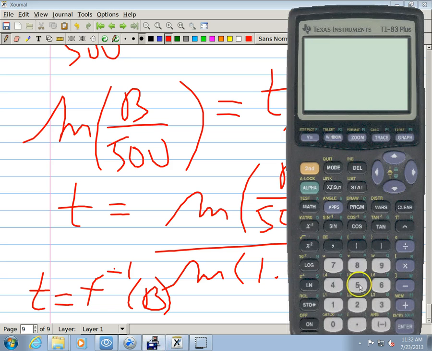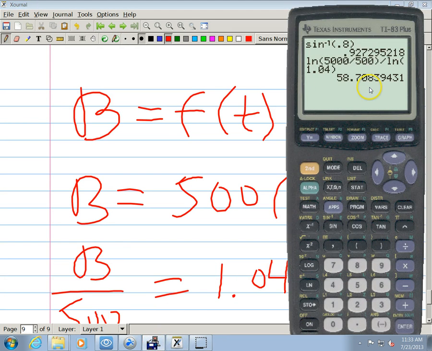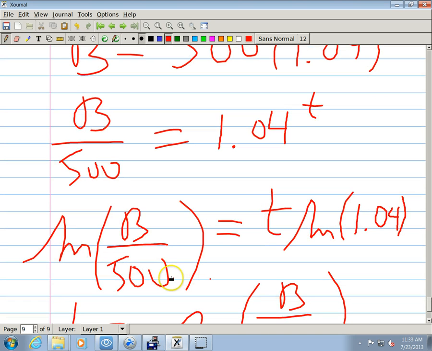Let's see what that is. What is the ln of 5,000, just to be silly, divided by 500, in other words, ln of 10, divided by the ln of 1.04 is going to be 58 some odd years. So if I go back here and I plug in 58 years, I should get about 5,000 bucks, right? Now notice, it's not 58. It's 58.7 something. It's more than 58. So if I plug in 58, I should get a little less than 5,000.